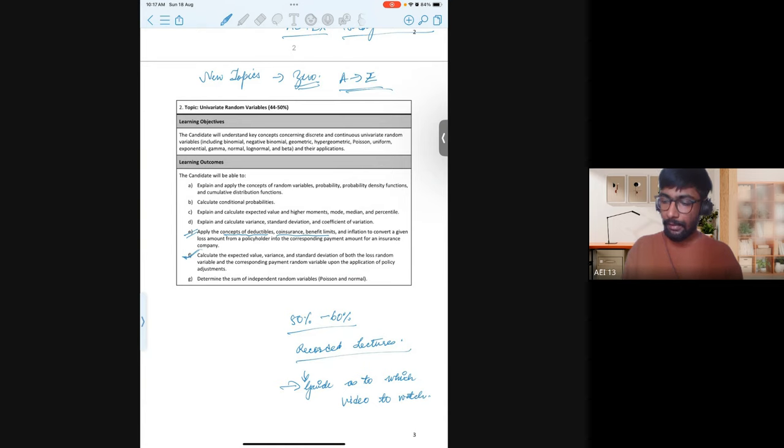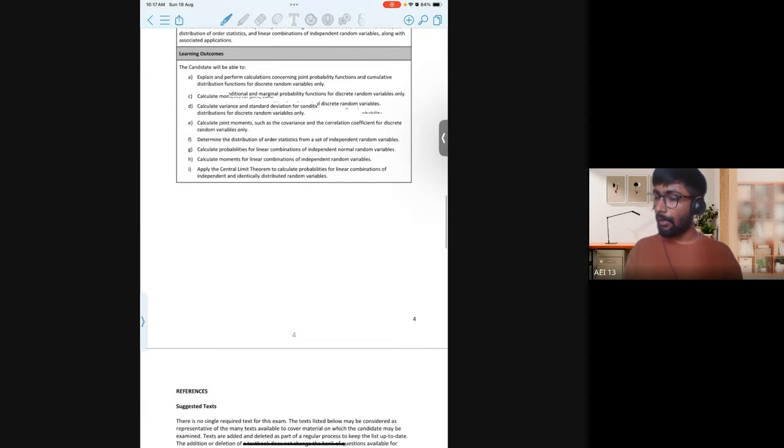So these are somewhat overlapping with another paper called CS2, which is there in IFOA. But still, since it is new and a bit difficult than the other topics that you have in this exam, I'll be covering them myself in the live lectures. Understood? So which topics you have to do from the video now, I'll let you know in the group today.